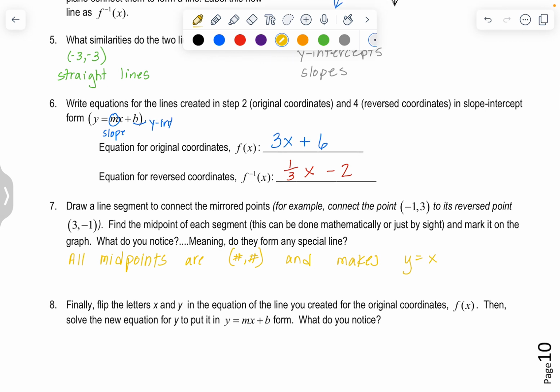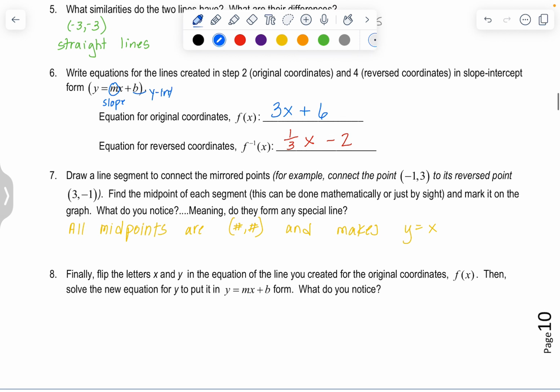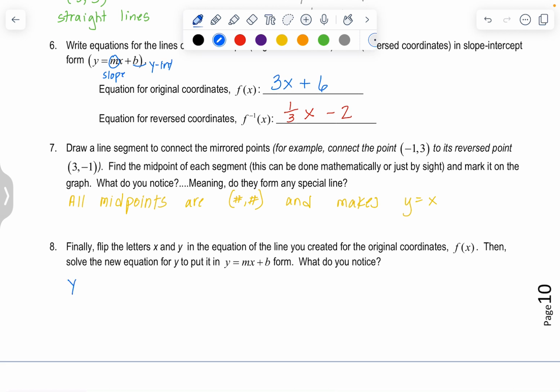All right, the last thing that I want to do in part 8 in this investigation is go back to number 6 and look at this equation, y equals 3x plus 6. What they want me to do is take my y and my x and switch these two things. So instead of y equals, I'm going to say x equals. Instead of 3x, I'm going to say 3y plus 6. Because I just need to switch those two things.